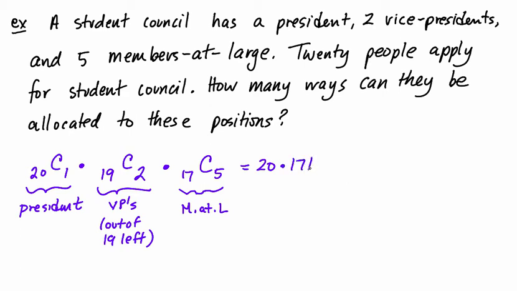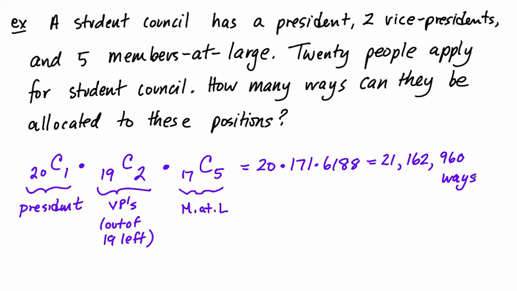20 times 171 times 6188. That way your teacher can tell, oh, you plugged in one of them wrong in your calculator, and you get an amazing number of just over 21 million ways of being able to allocate people to those positions.